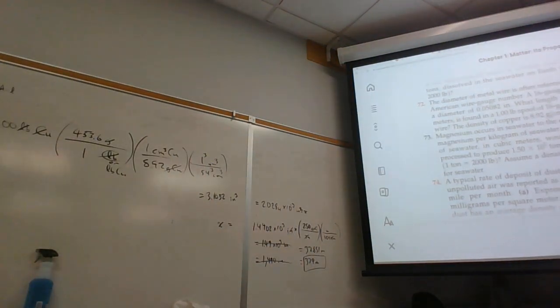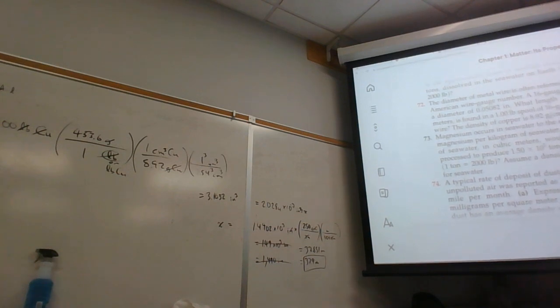Let's see what the book gets. Oh, the book got something different. The book got 38.8 meters. So it said 38.8, right? Yeah, that's what I got. You got it? Yeah. All right. I also got it.